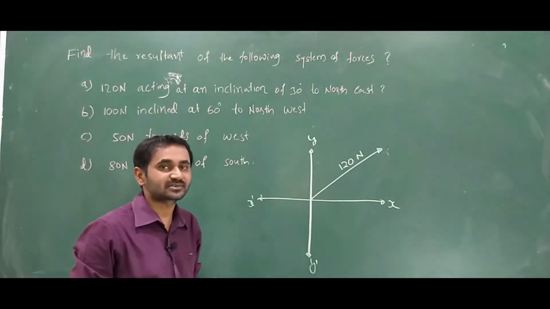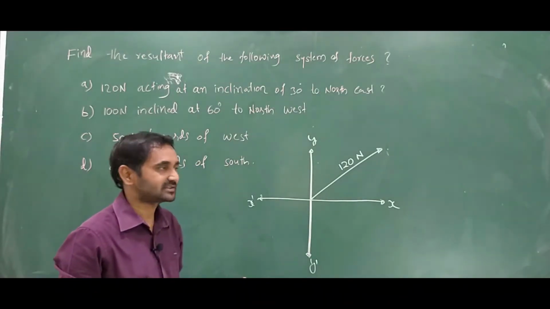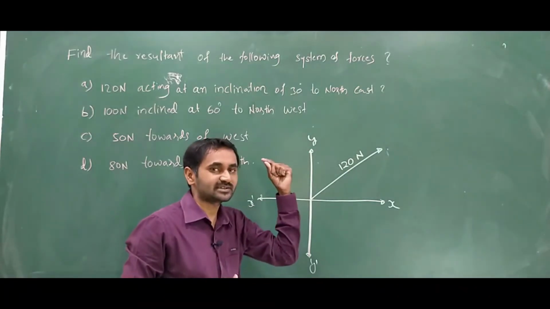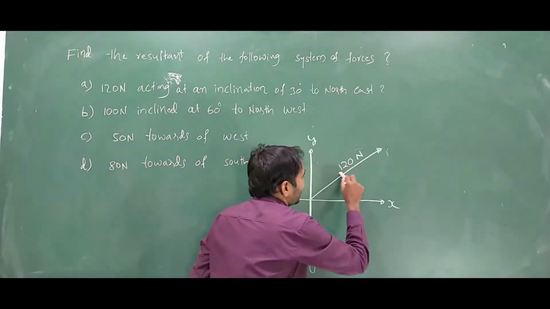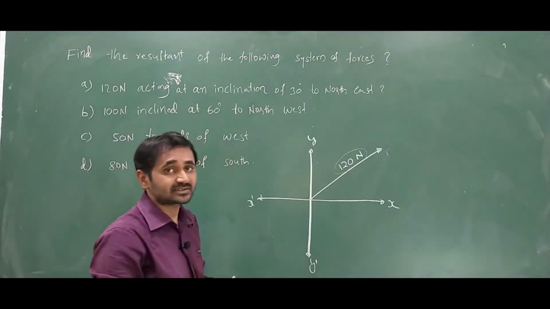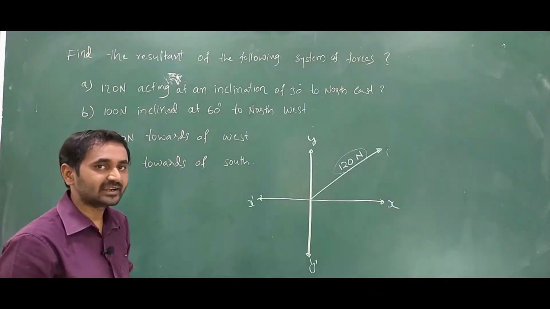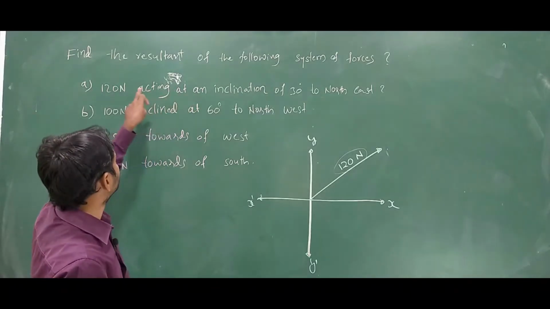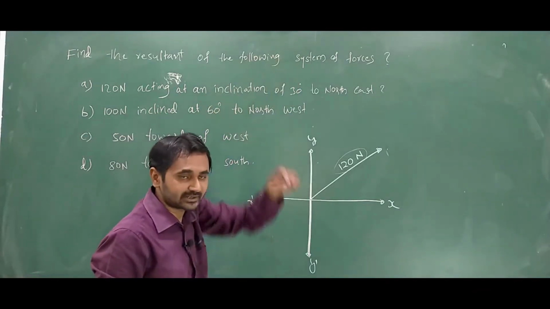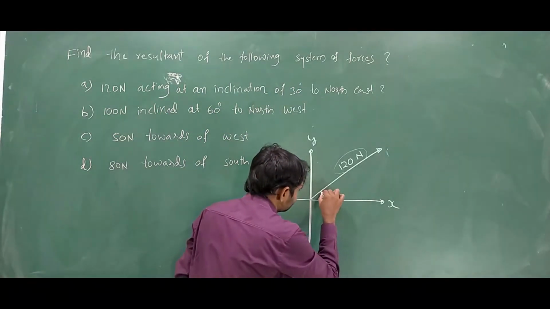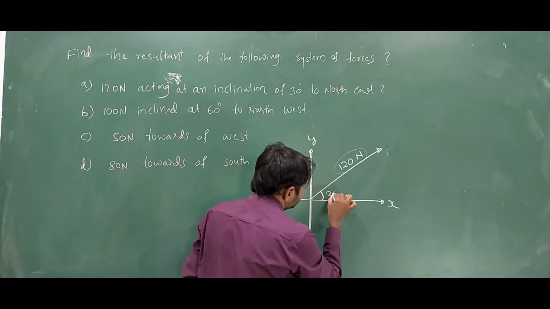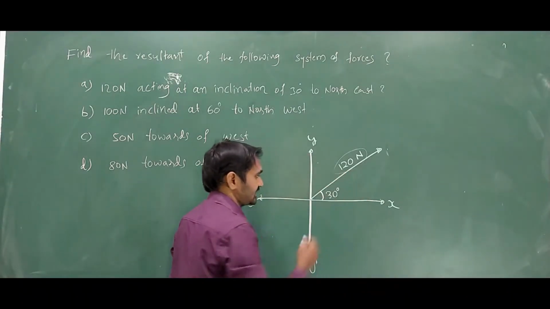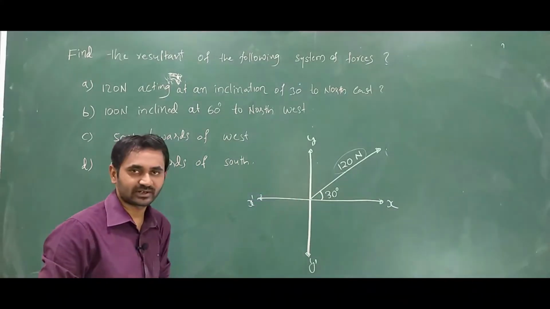120 newtons is my magnitude. Magnitude in the sense number. Direction in the sense angle. Angle represents the direction. So this is acting at 120 newtons at an inclination of 30 degrees. It means it is making an angle of 30 degrees towards x. So this is in the first coordinate.